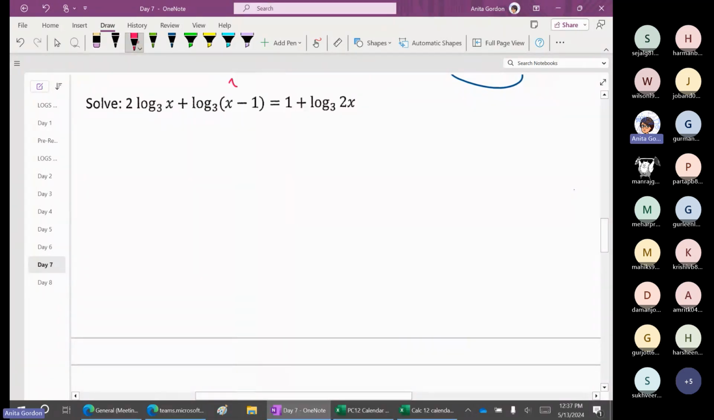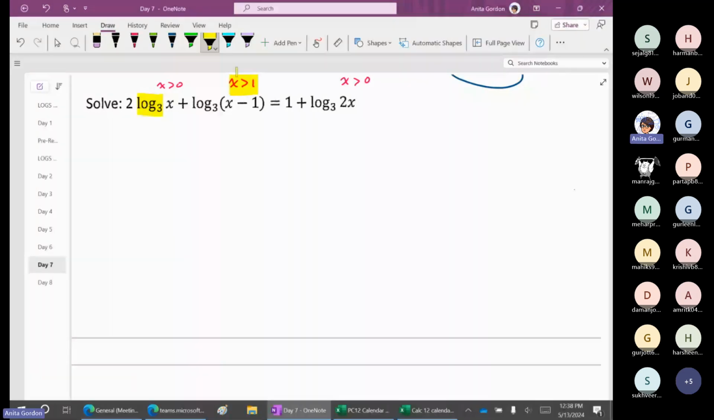Restriction. This one, x has to be greater than 1. This one has to be greater than 0. This has to be greater than 0. Where's the overlap? Overlap is our solution has to be greater than 1 in this case. Okay.